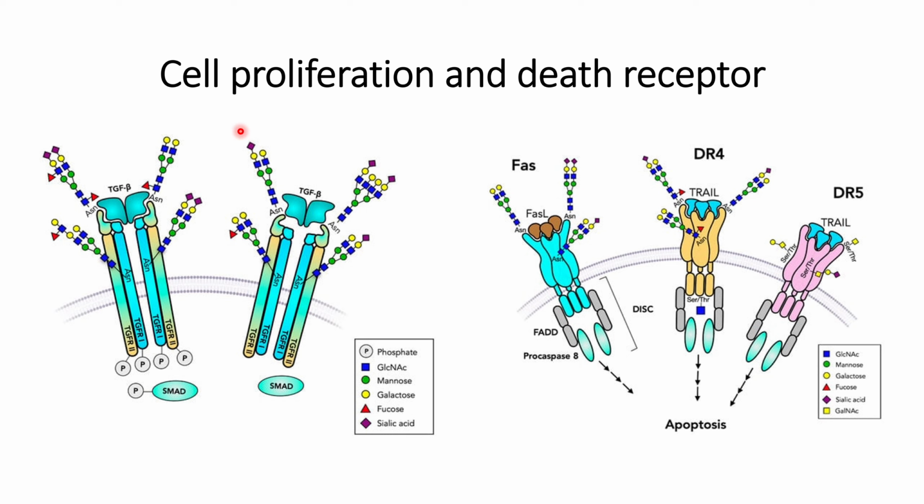So this is some of the information about cell proliferation and death receptors. If you need to understand more in detail about these receptors, you can go through the reference that has been provided in the description.